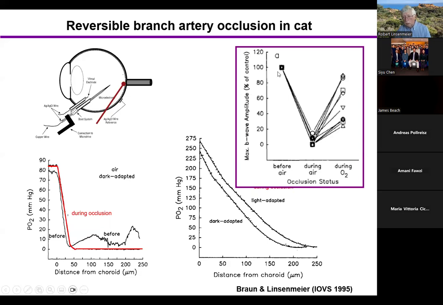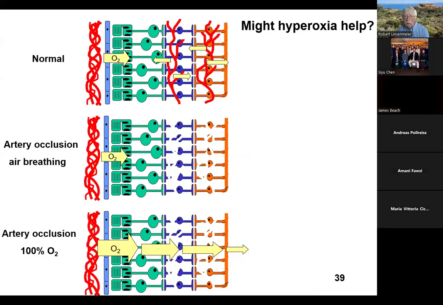With a retinal occlusion, when the animal is air breathing, you pretty much lose the B wave. This is B wave amplitude under these 3 conditions. So you pretty much lose the B wave if the animal is breathing air during the occlusion, and it's restored to, on the average, about 50% if the animal breathes oxygen. So it is clearly beneficial, at least in animals. So might hyperoxia actually help?